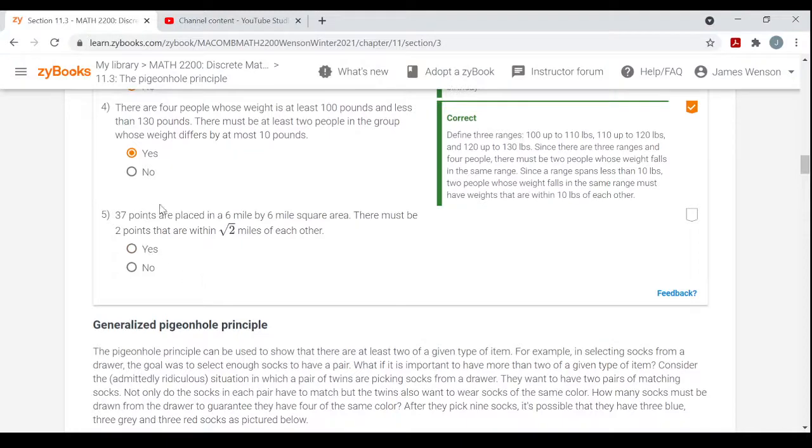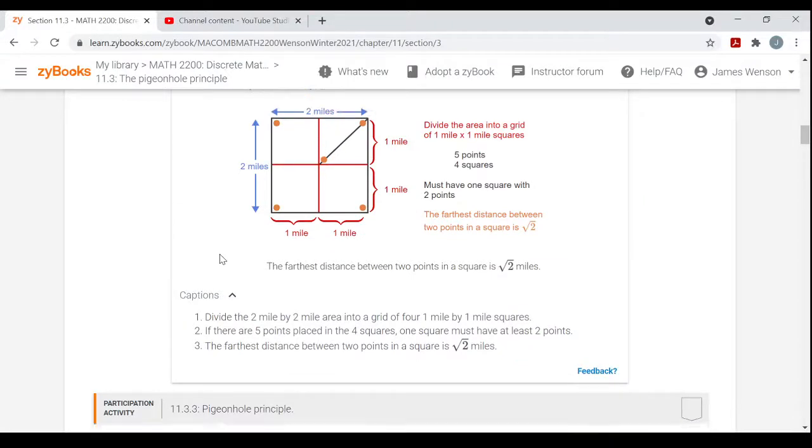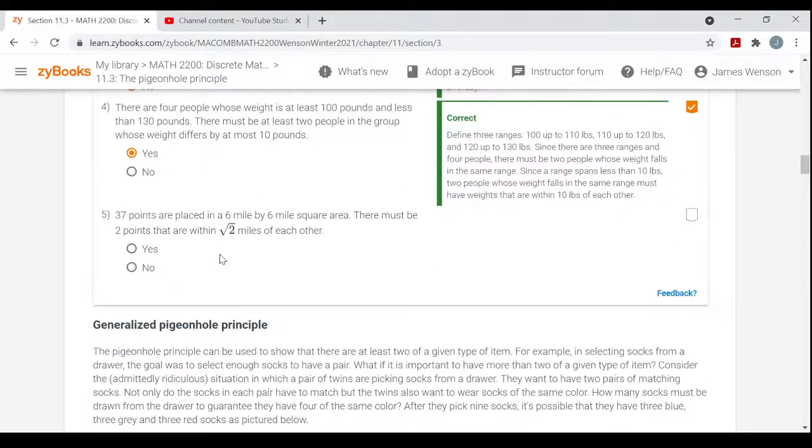And then you know what? I'll leave this one to you, because this one is almost exactly like the animation problem. Pretty much exactly like it. But instead of 2 mile by 2 mile, you get a 6 mile by 6 mile square area.